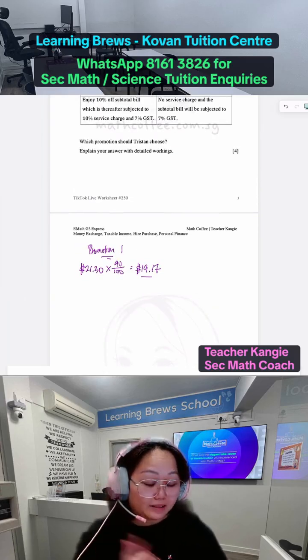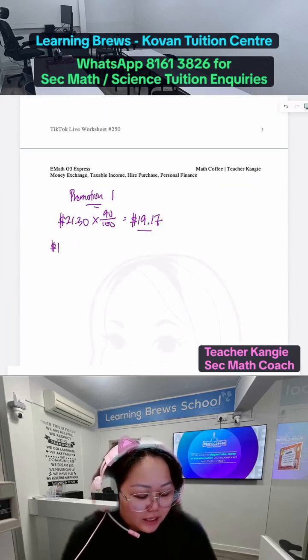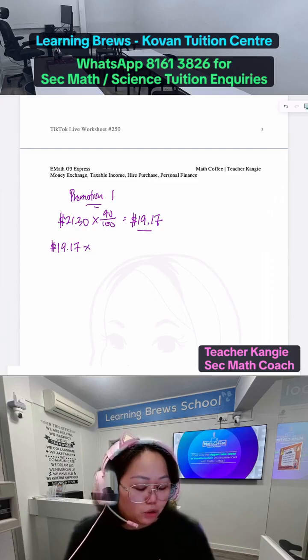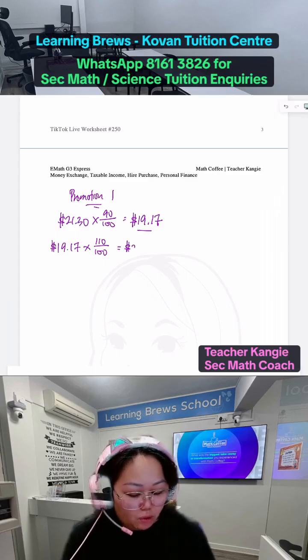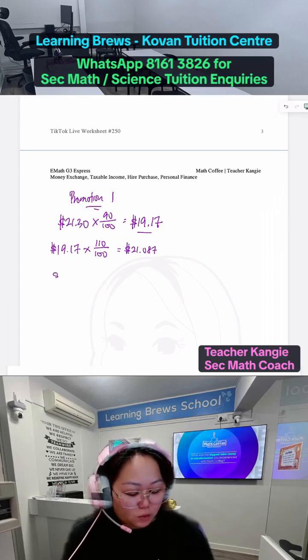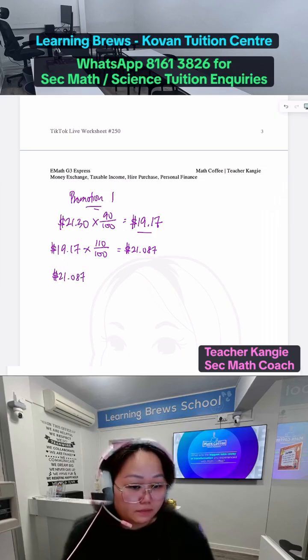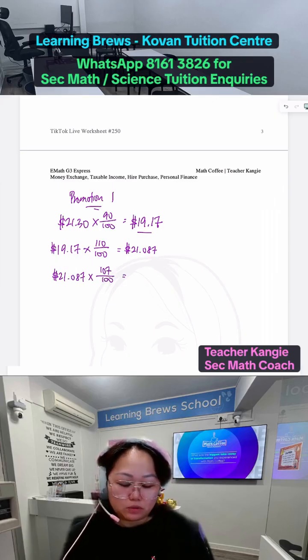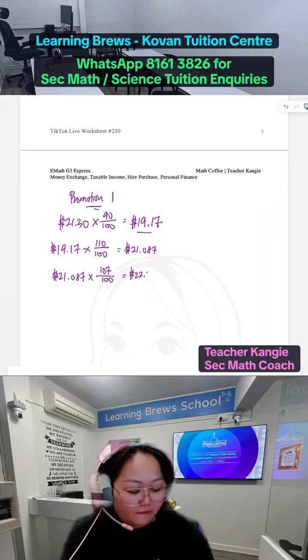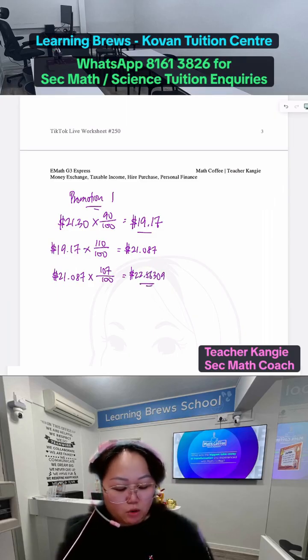So remember, don't go and add 10 plus 7. What we're going to do is take 19.17 and multiply by 10%. You can either multiply by 10% or you straight away put 110%, because that is inclusive of the 10% service charge. So 19.17 multiplied by 1.1 will give you 21.087. Then after that, this 21.087, you will multiply it by, to include the GST, 107 over 100. So multiply by 1.07, and I get 22.56309. So this is promotion 1.